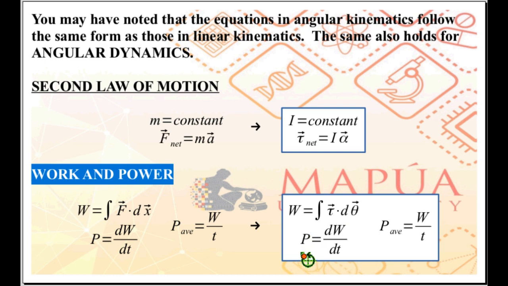And of course, power is still rate of delivery or performance of work, dW over dt, and average power is still equal to total work done divided by time. But this time, the work done, instead of being integral of F dotted with dx, is for angular motion, integral of torque dotted with d theta.